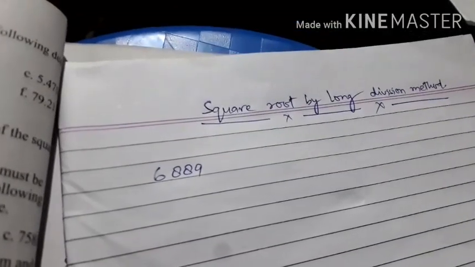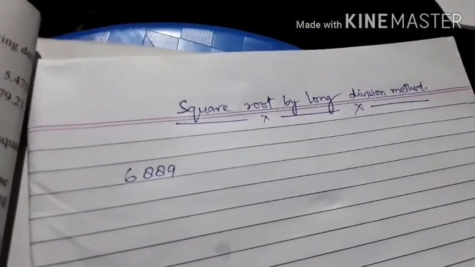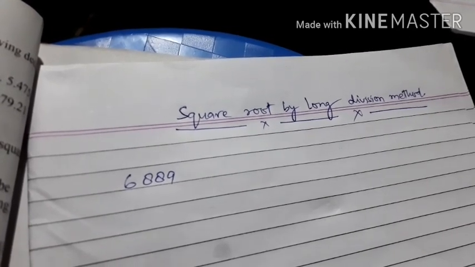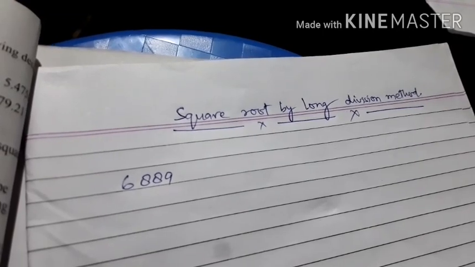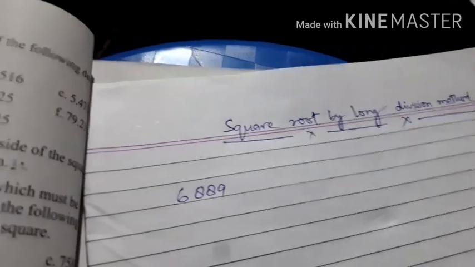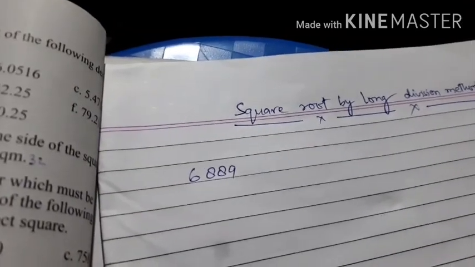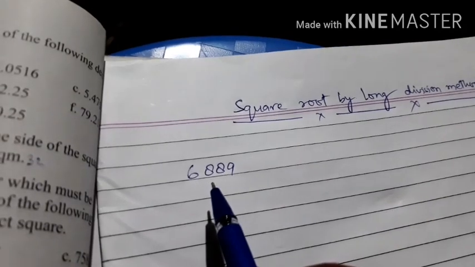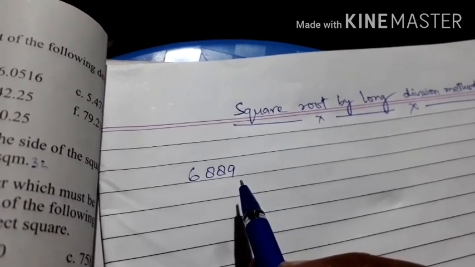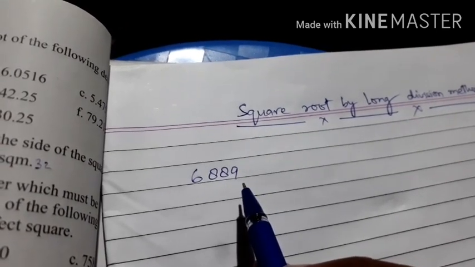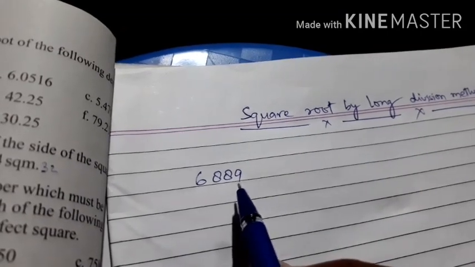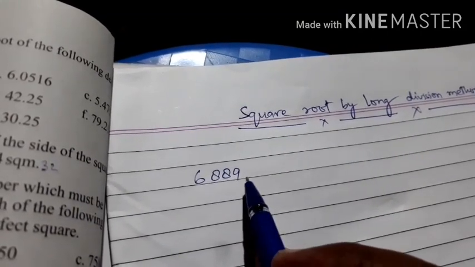Today we shall discuss the process of square root finding by long division method, or square root by long division method. In this method, if any number is given, just like 6889, first of all we make the pairs of the digits involved in this number, starting from the unit digit.